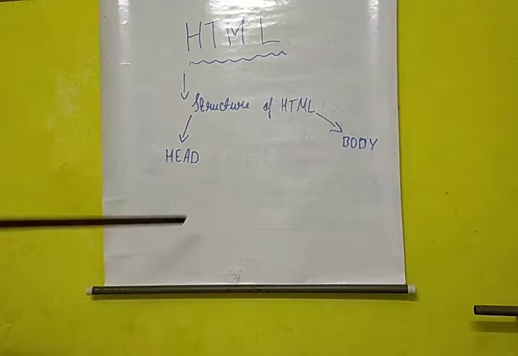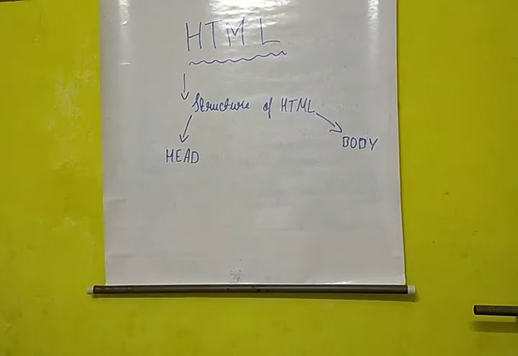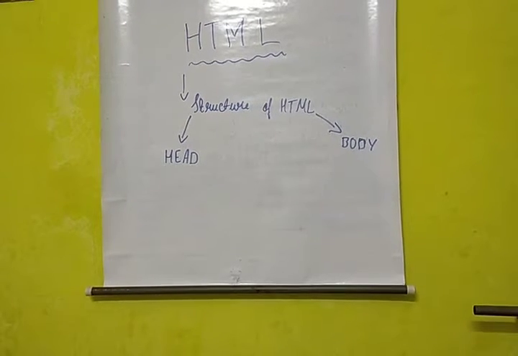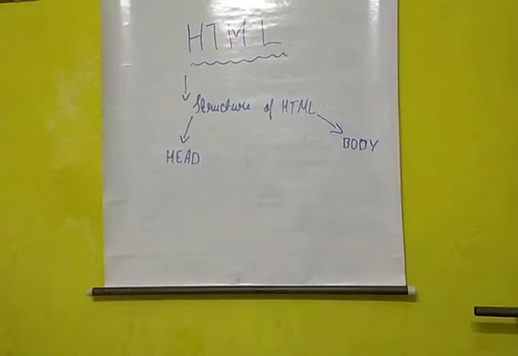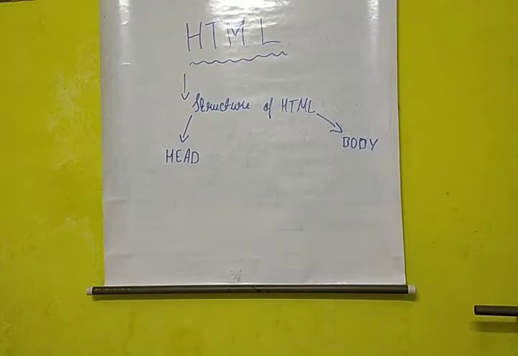When we come to the structure of an HTML document, it consists of 2 parts. One is the head and the other is the body. Head consists of the title of the document. But the body will consist of the actual document, that is text, images or other things, whatever are there inside the document; all those contents will be present in the body part. The head part will only consist of the title. Clear?